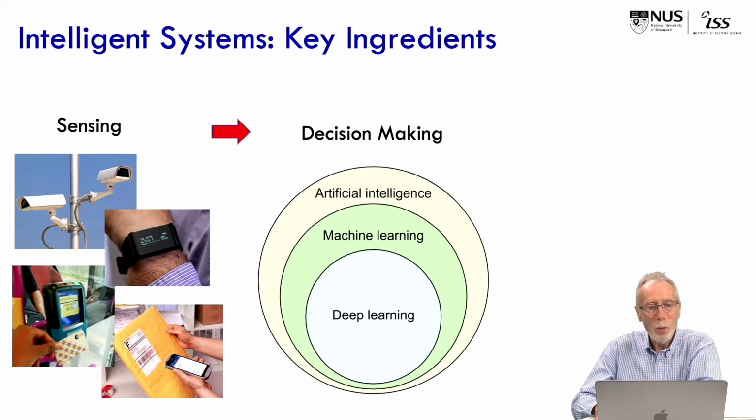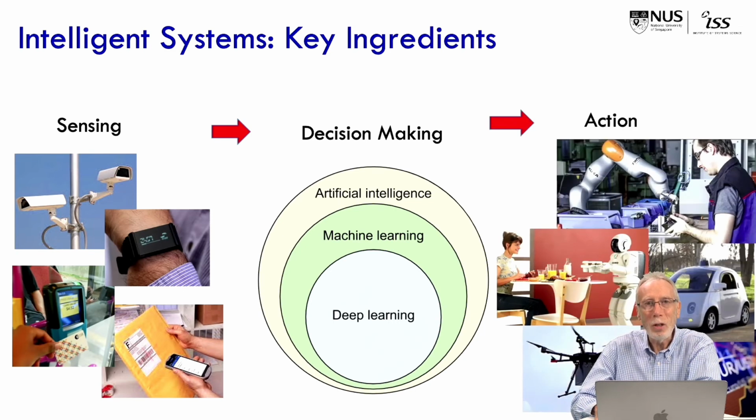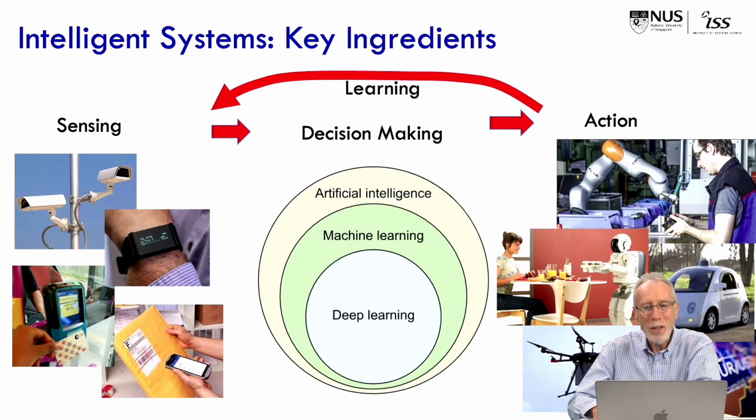And of course, once we've input the data into the decision making, we then need to take action and turn that into some concrete action. So it could be moving a robot, or it could be controlling an autonomous vehicle or a drone, or even making a buy-sell decision in a real-time trading system. And of course, let's not forget the feedback loop where we try and use machine learning to learn how to improve our decision-making based on the actions we take.